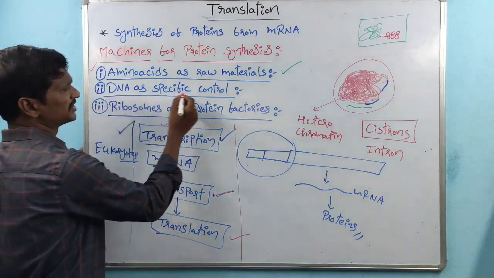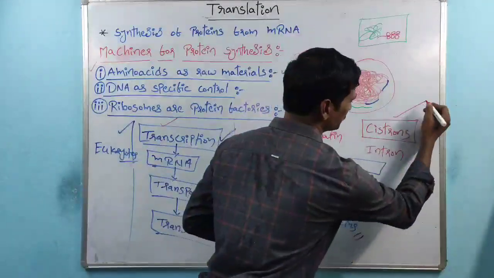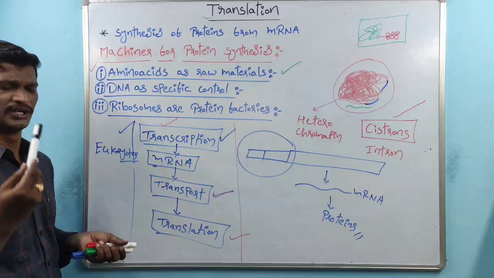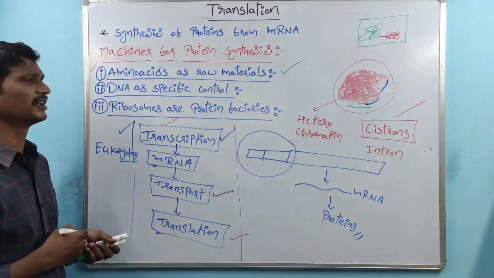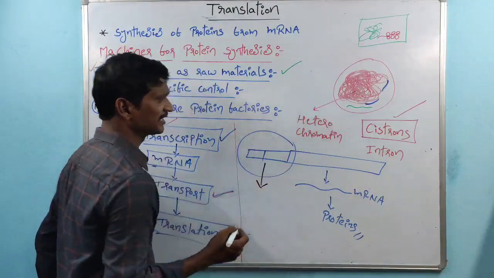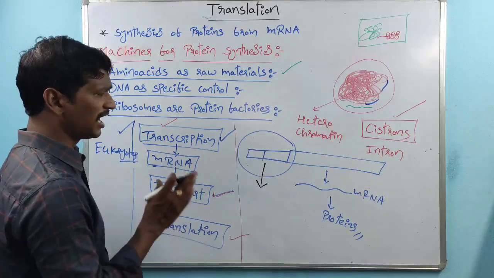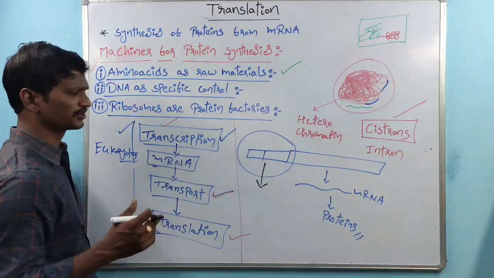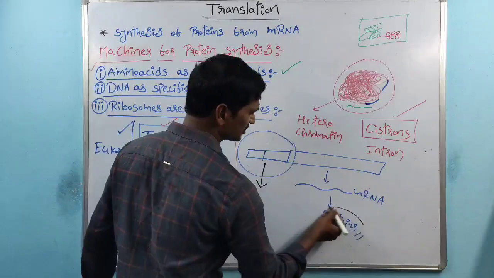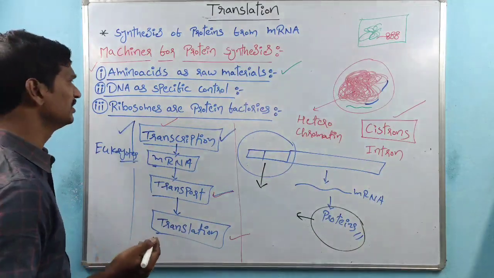So here DNA has specific control. The main point is that DNA has specific sequences called cistrons, which are involved only in the gene expression process, the mRNA synthesis. The cistrons contain the promoter sequences. These promoter sequences are recognized by the RNA polymerase enzyme. Then mRNA is produced, and this is involved in protein synthesis. The synthesized proteins may be structural proteins, or they may be enzymes.